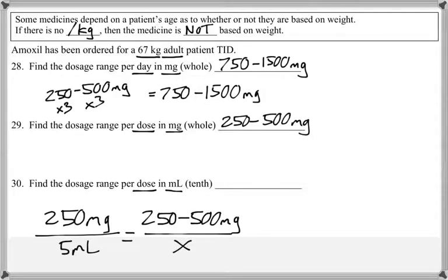And then if I multiply this, 5 times 250 divided by 250 is 5. And then 5 times 500 divided by 250 is 10. So this is 5 to 10 mLs.